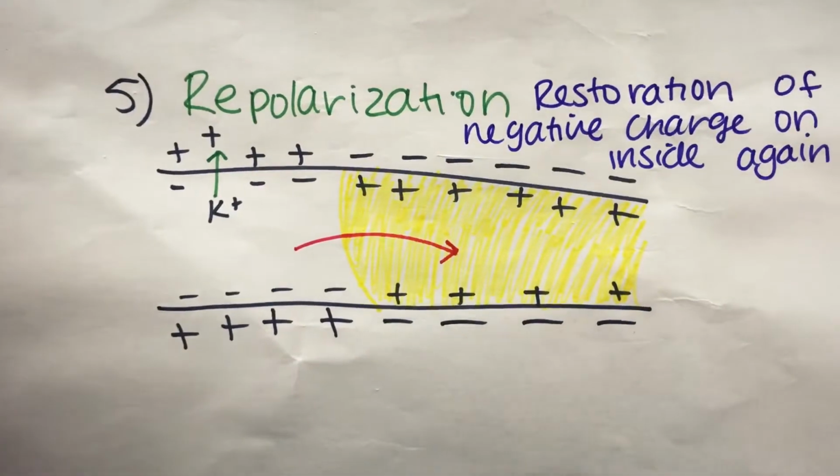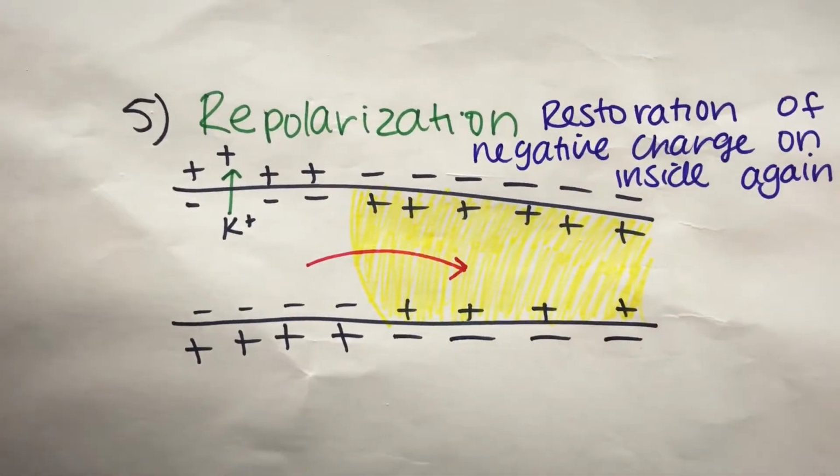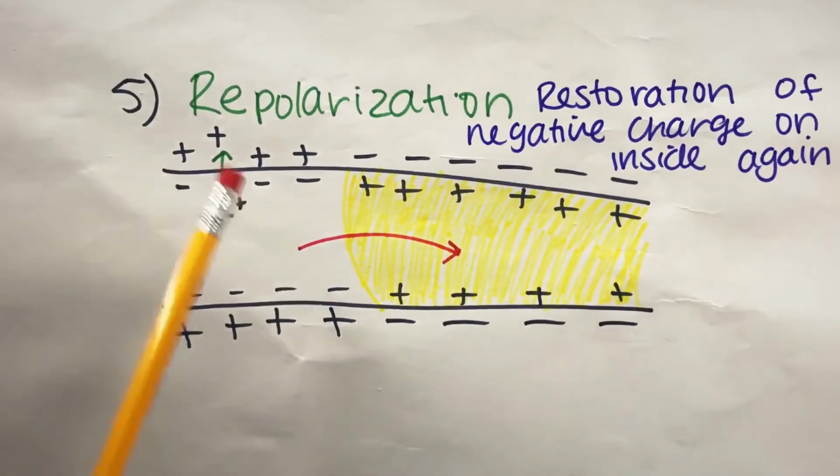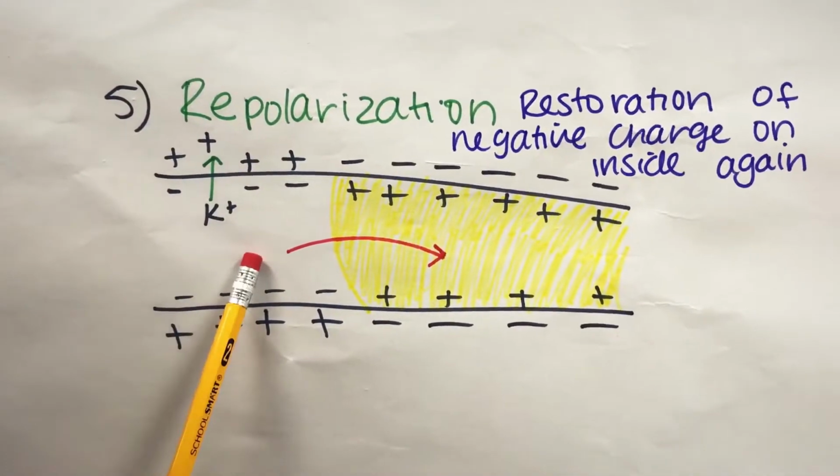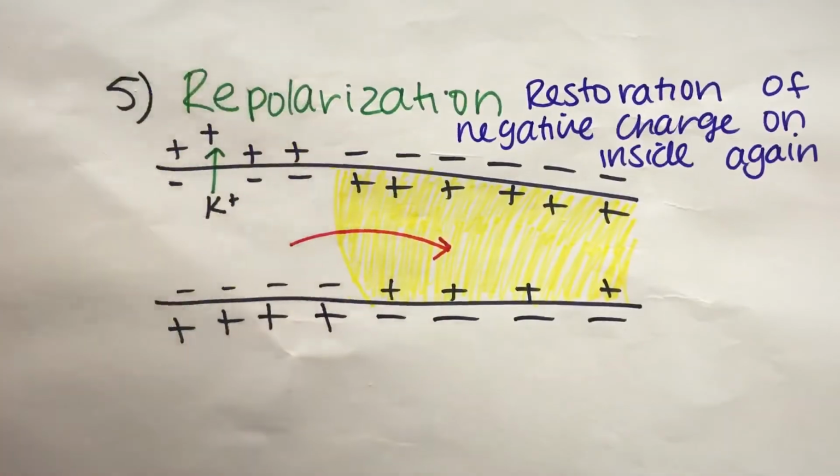repolarization. Repolarization happens after an impulse is fully conducted, and all that happens is the potassium moves back into the axon and sodium moves back out.